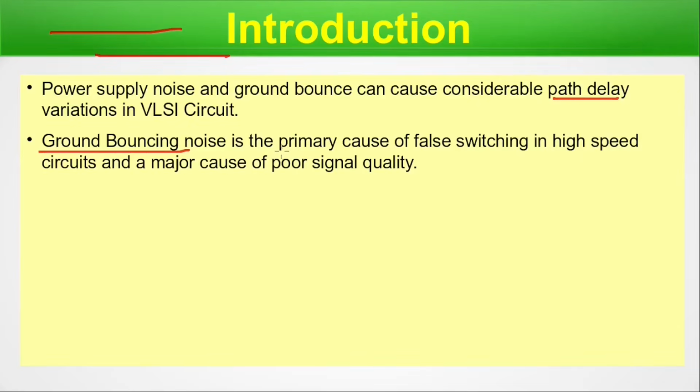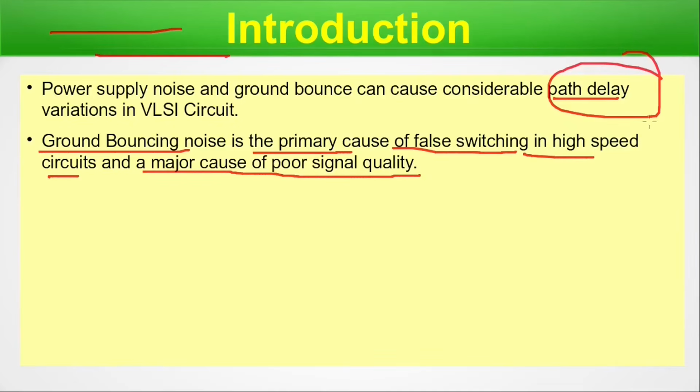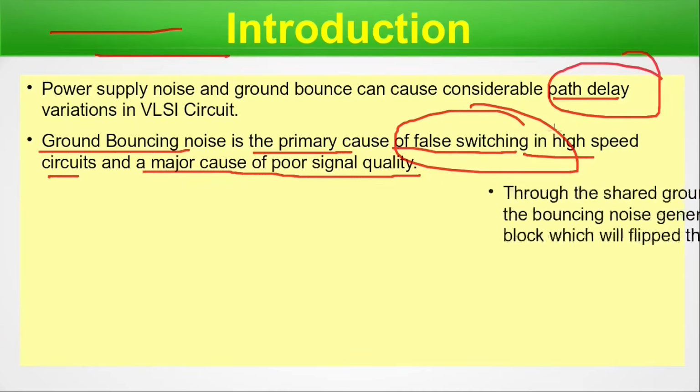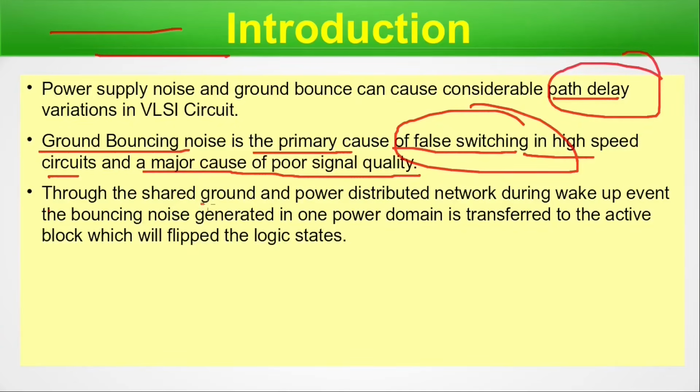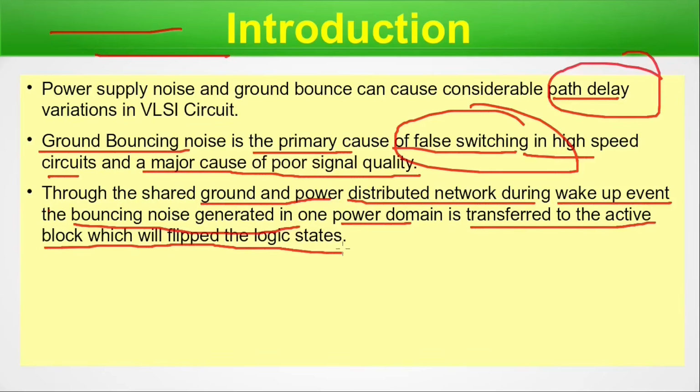Ground bouncing noise is the primary cause of false switching in high-speed circuits and a major cause of poor signal quality. This is the immediate impact. Through the shared ground or power distribution network during the wake-up event, the bouncing noise generated in one of the power domains is transferred to the active block, which will flip the logic states.